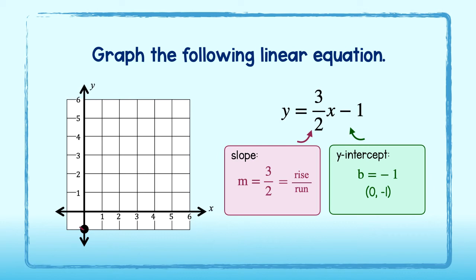Here we go. Rise 3 and run 2. And here's a point. Rise 3, run 2, and here's another point. Okay, that's good. You only need 2 points to make a line, but sometimes I like to do this multiple times so that I can easily draw a straight line through them. And here we have the graph of the equation y = 3/2 x - 1.